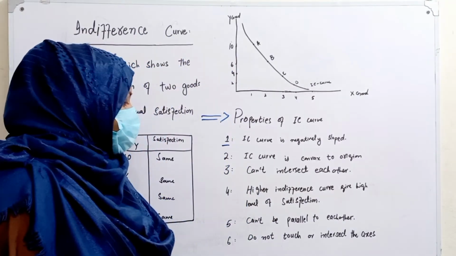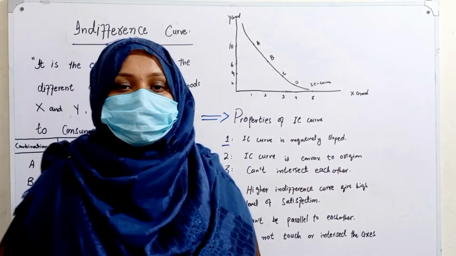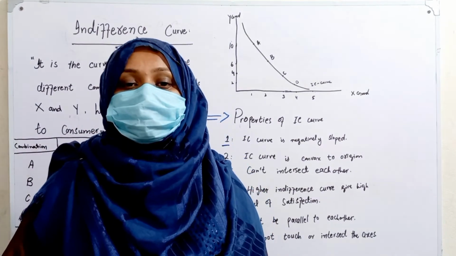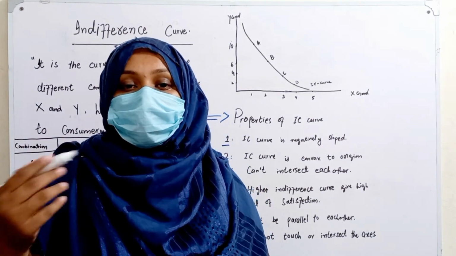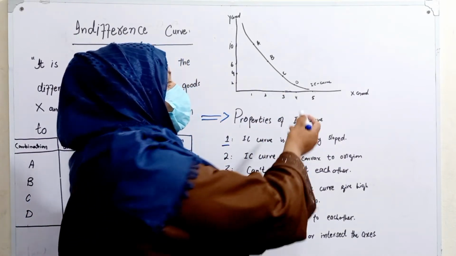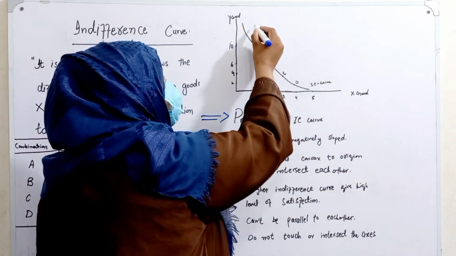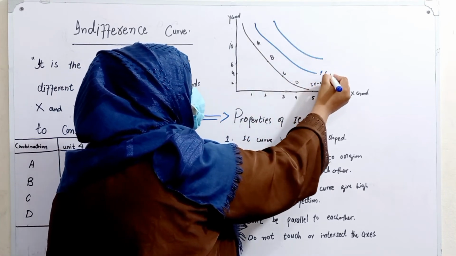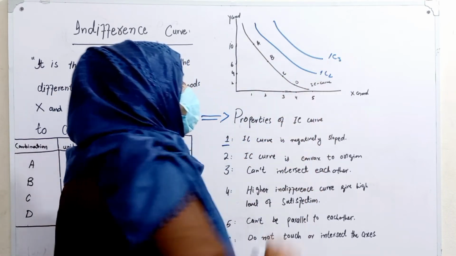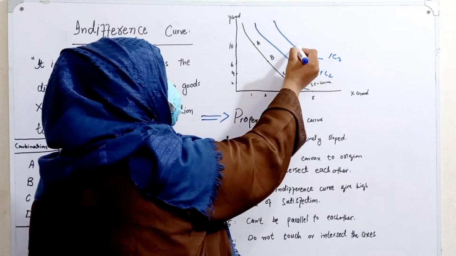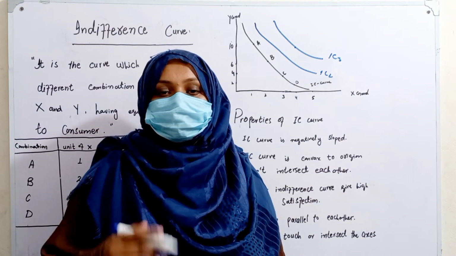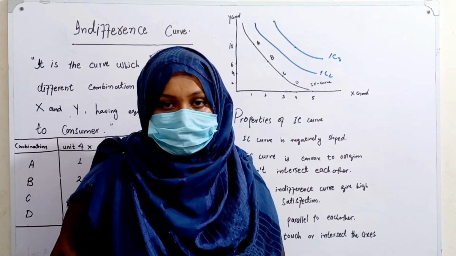Number four is a higher indifference curve gives a higher level of satisfaction. As the curve is away from the origin, it will give a higher level of satisfaction. For example, this is IC1, and if we draw IC2 and IC3, then this curve will give a higher level of satisfaction because it is away from the origin.